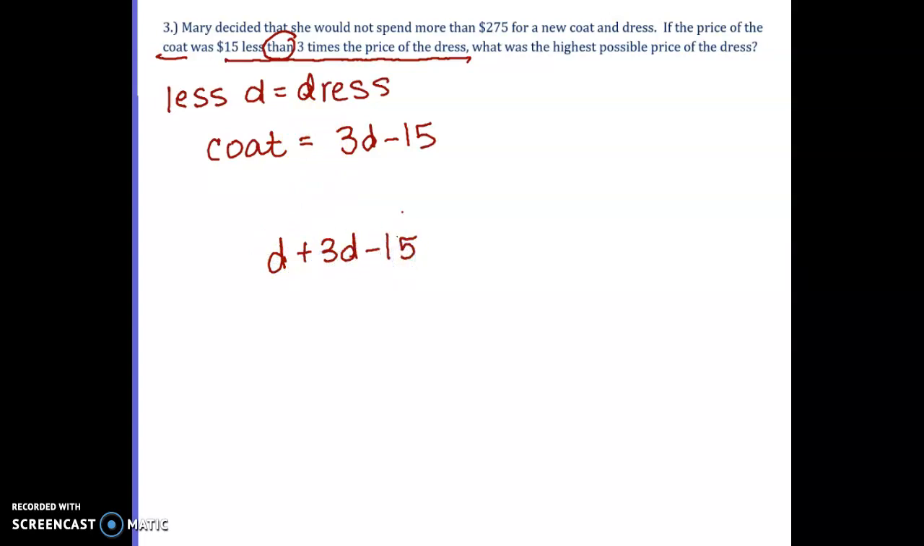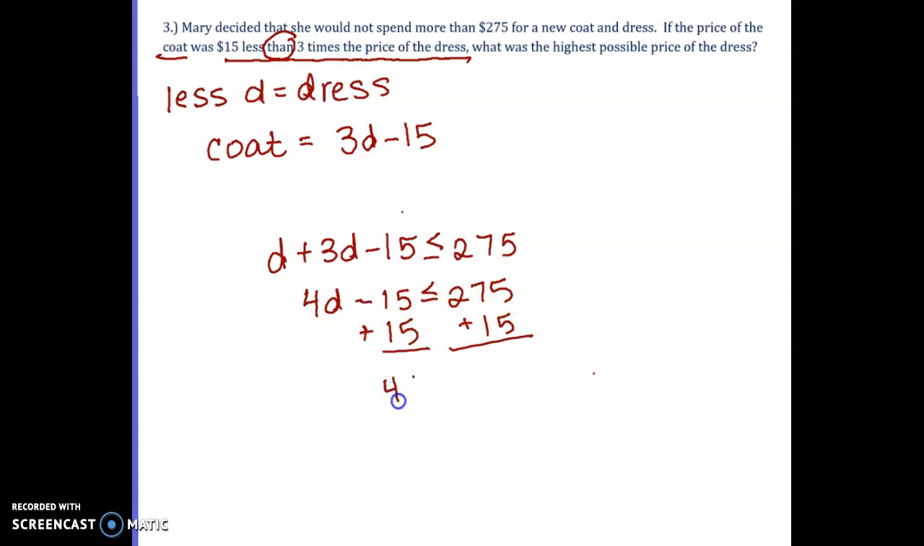Okay, and we don't want to spend more than $275, so it's going to have to be less than or equal to $275. All right, now to solve it, we've got our 4D after we combine our like terms. Okay, we're going to add 15 to both sides. So we get 4D is going to be less than or equal to 290. We then divide by 4, and our D is going to be less than or equal to $72.50. Okay, so the highest possible price of the dress would have to be $72.50.